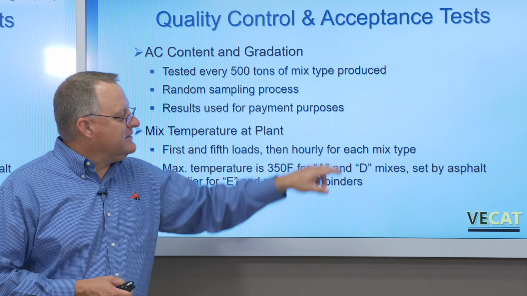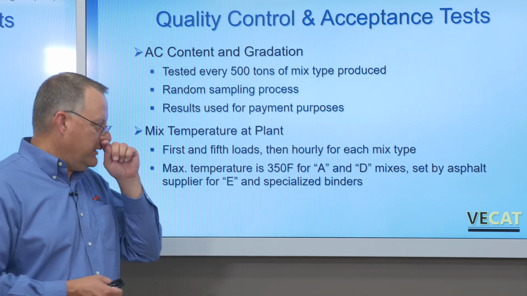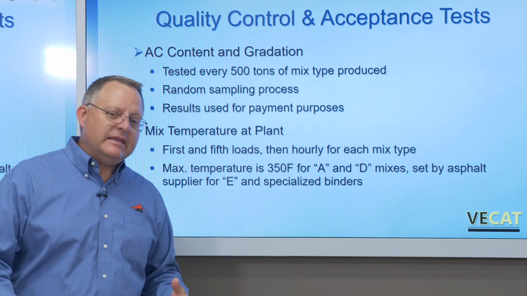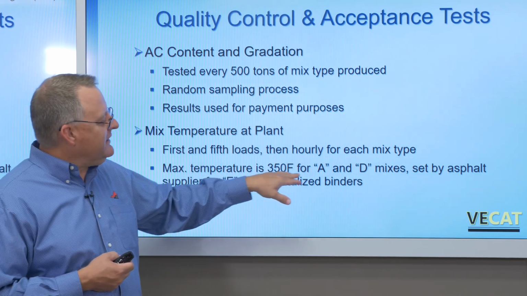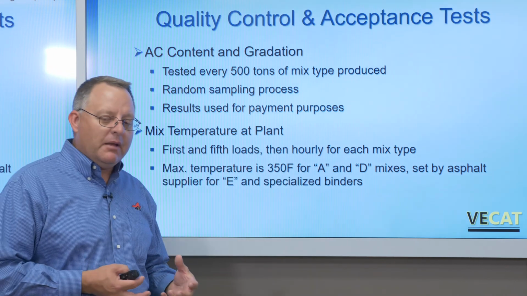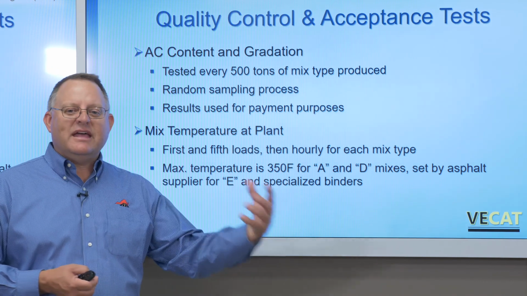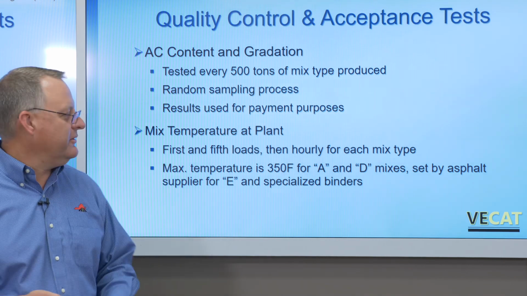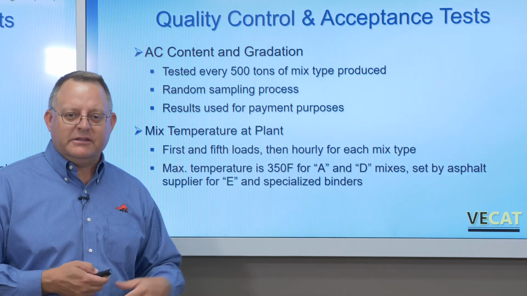After the first and the fifth, then it's at least 1 hour, or every hour per mix. So again, you're keeping a running check, and a lot of times it may correspond to when you're doing sampling, but not necessarily because it depends on the production. Maximum temperature is 350 for A mixes and D mixes, but if it's an E mix that has polymers in it or some other specialized additive or binder, that's set by the manufacturer. It could be 340 degrees, it could be 360 degrees, but that sets it because you don't want to destroy the binder that's being paid extra for.